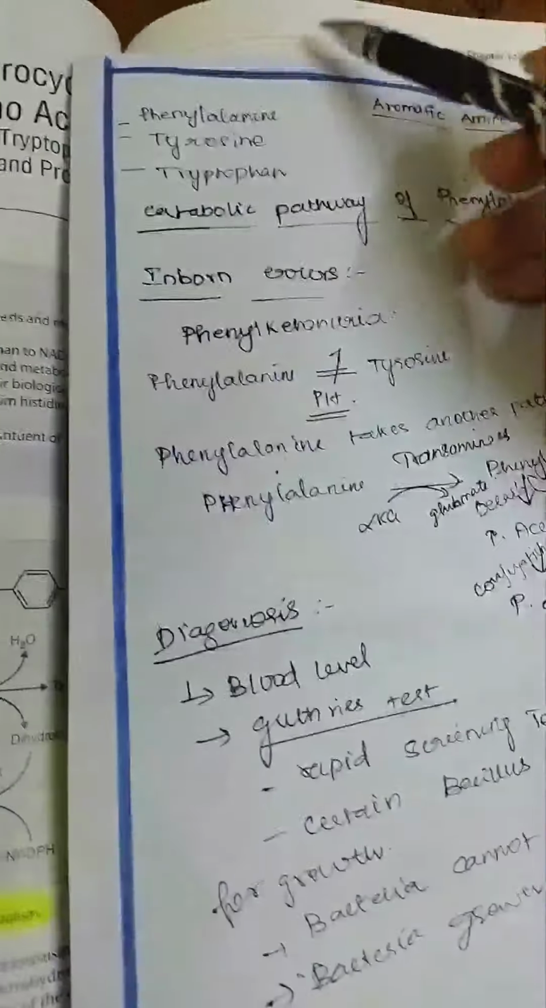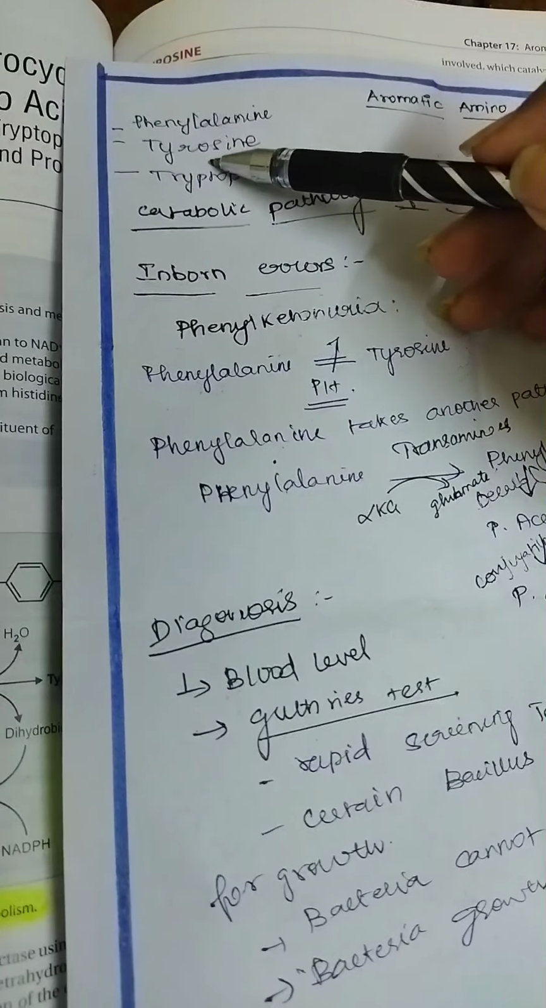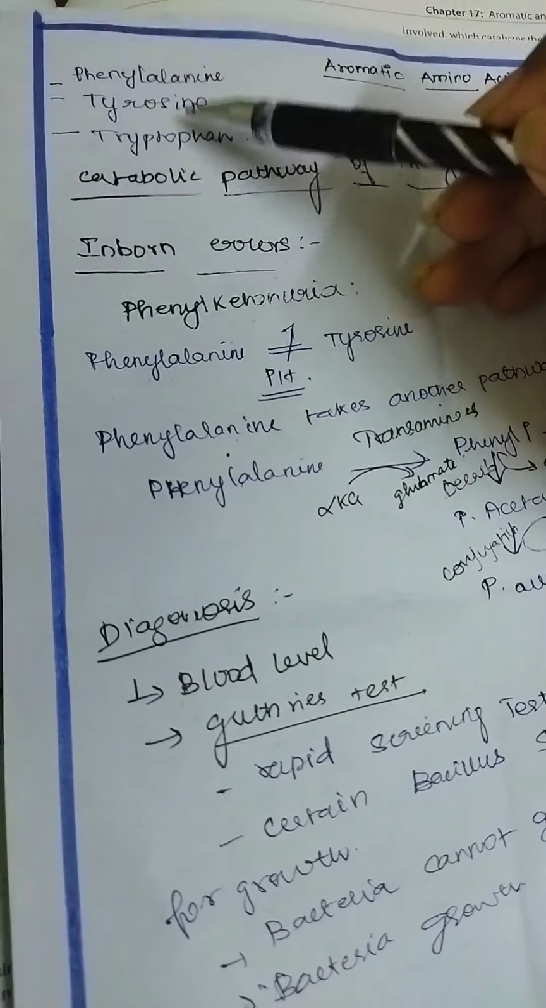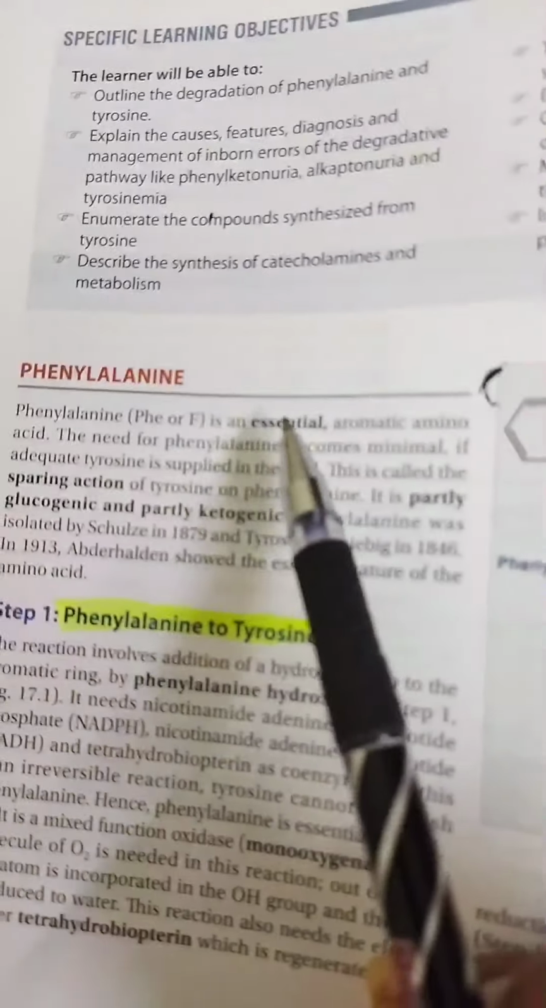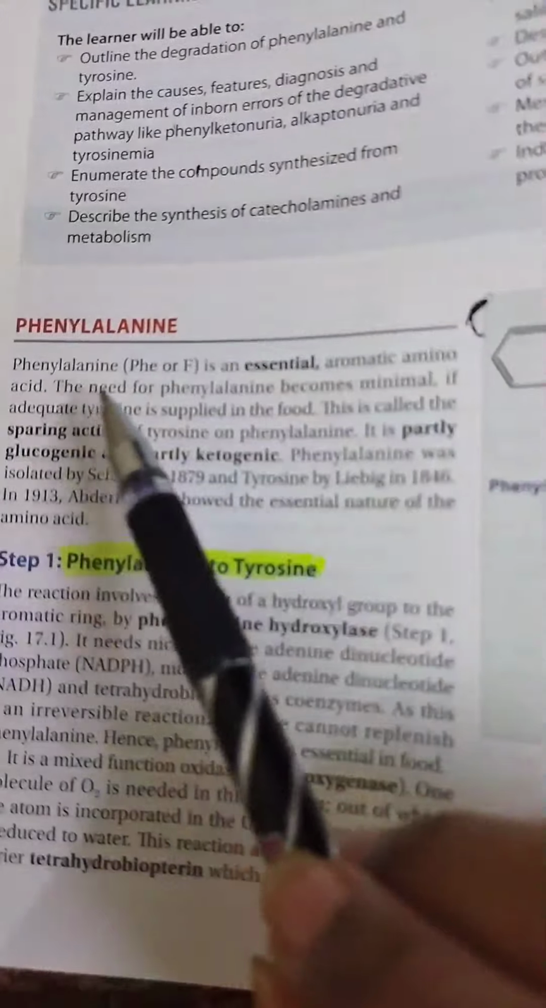Before that, phenylalanine and tyrosine are almost the same. Why are we calling them the same? Because only from phenylalanine is tyrosine going to get produced. We also have to know certain terms, like phenylalanine is one of the essential amino acids, as you can see here.